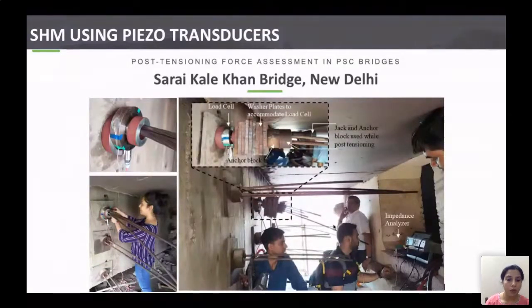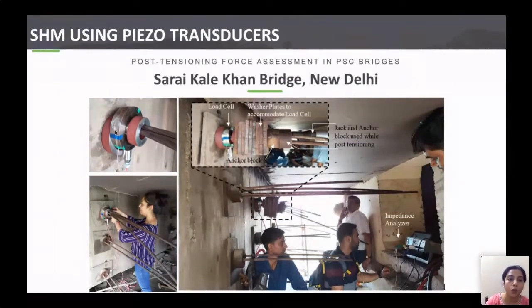So next was the post-tensioning force assessment in the PSC bridges. In this experiment, we attached the piezoelectric patches on a conventional load cell. So this is a load cell. Remember, I showed you its picture among the conventional sensors. This is a commercial load cell which is very expensive. So we attached piezoelectric patches on this load cell, and we calibrated the piezoelectric patch to give us the load value.